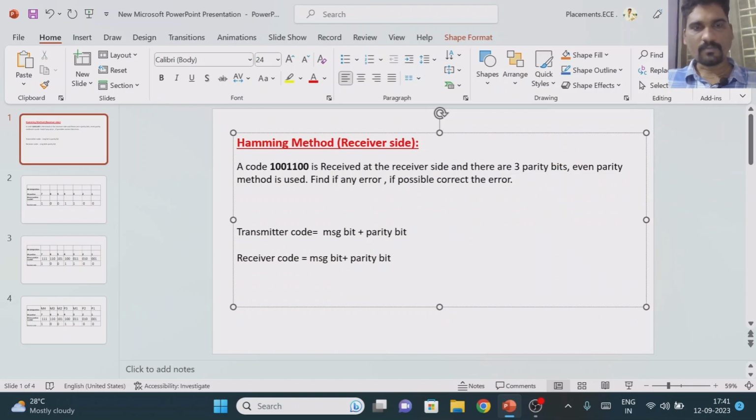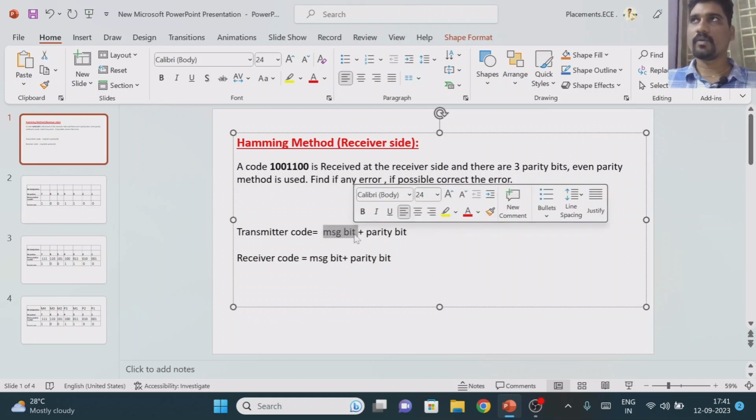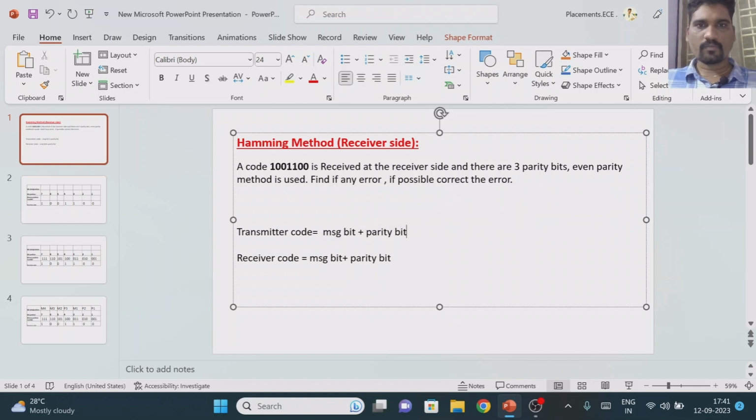Now see, for the transmitter code, initially you will have the message bit value. Then what we have to find out is the parity bit value, or extra bit value. The question will look like this: they will give some message bit value. For this message bit value, we need to add the extra information, which we call the parity bits. In order to find the parity bits, we have the formula 2 power p greater than or equal to m plus p plus 1.